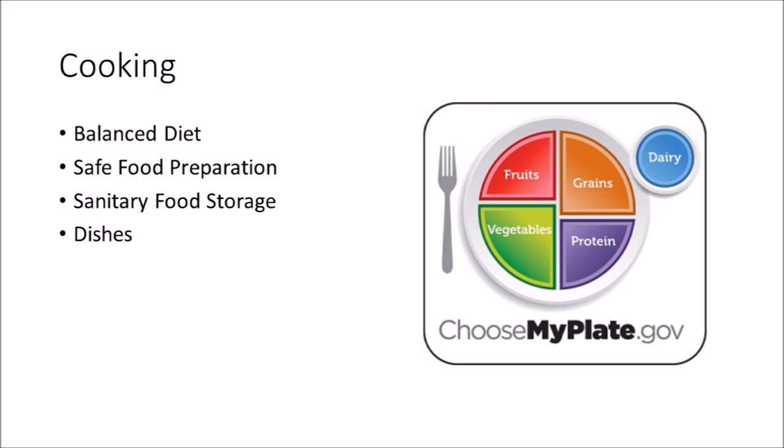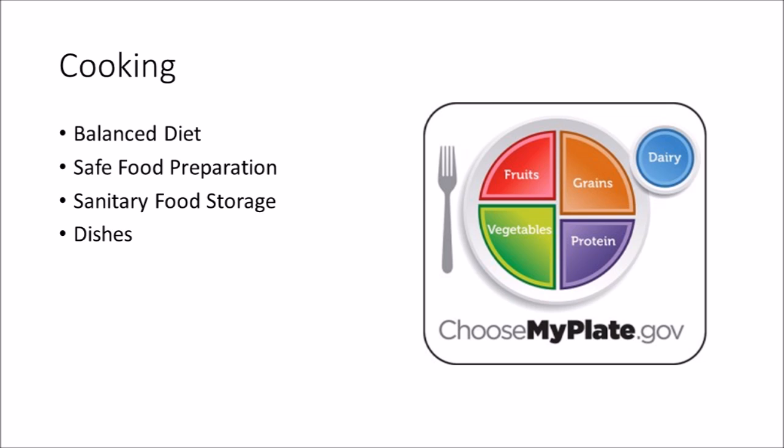The diagram on the right is a portion plate, so how much fruit, veggies, grain, protein everyone needs to consume in a day. How to prepare food safely, whether that's the food being heated up, how not to cross-contaminate, how not to leave food out for too long. Sanitary food storage would be part of that too, that you don't leave meat sitting out, that you need to refrigerate things, that food does go bad after a certain amount of time. And last, dishes, how to clean up after yourself, make sure that dishes don't grow mold, that they're clean dishes and where to put them and how to clean them and all of that.